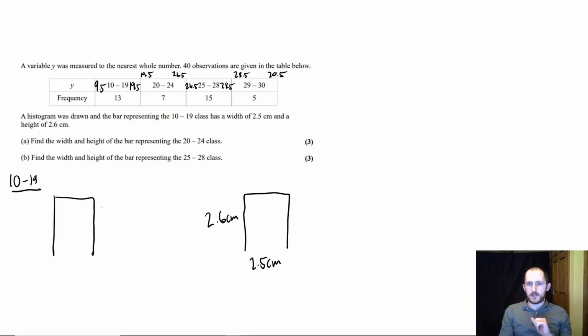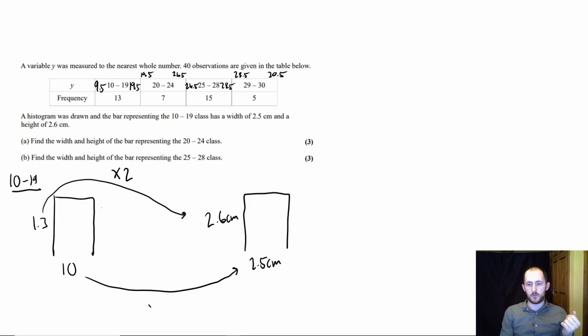So the width of the 10 to 19 class should be 10. And 13 divided by 10 is 1.3. So to go from here to here, 2.6 divided by 1.3, well, I happen to know that that would just be 2. And here that's just going to be a quarter, so times by 0.25.